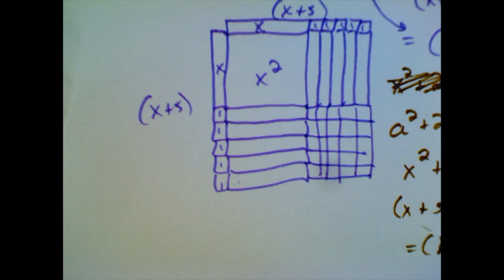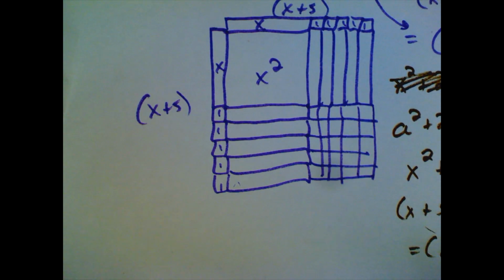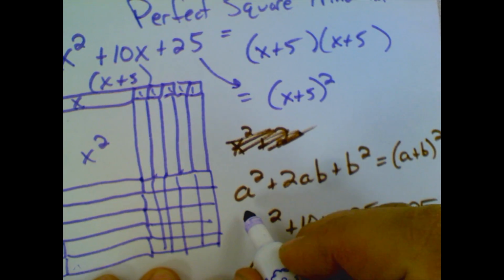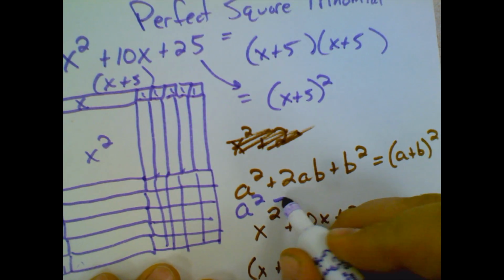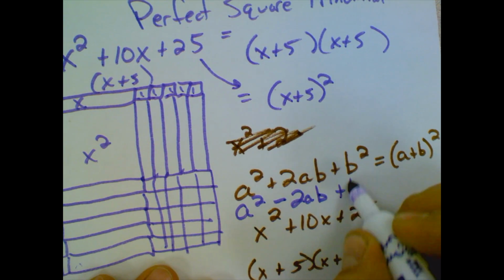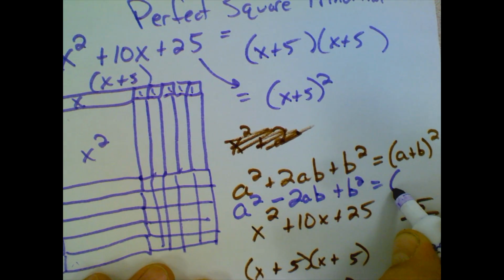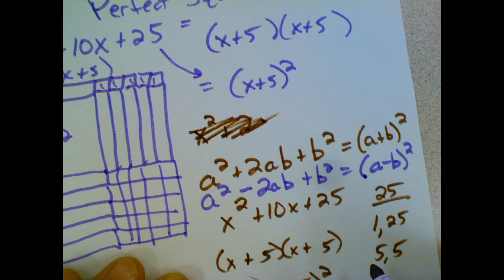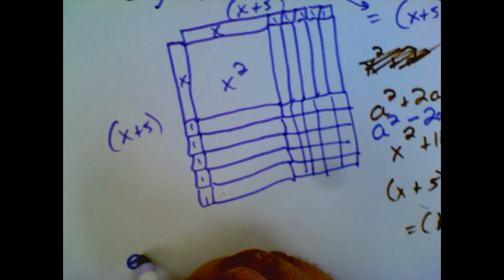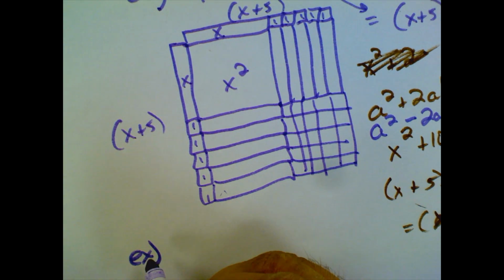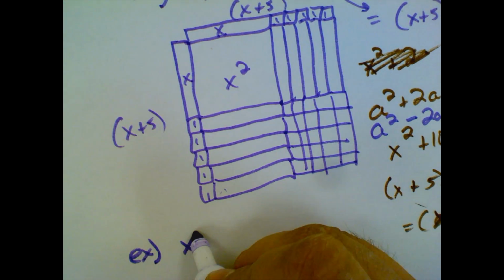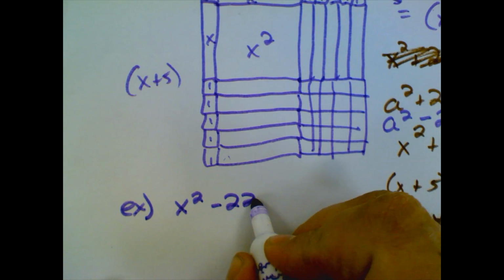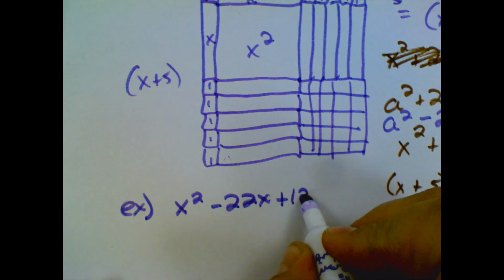Okay. This also works if this is subtraction. So if you have a squared minus 2ab plus b squared, this is going to equal the quantity of a minus b squared. So that's also a rule. So for example, if you have x squared minus 22x plus 121, let's say.